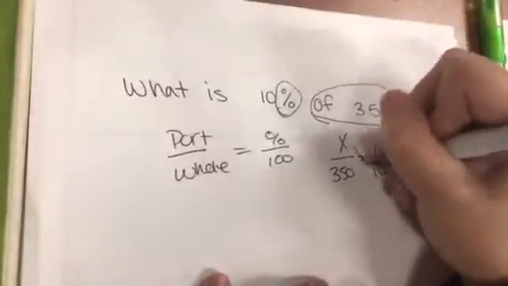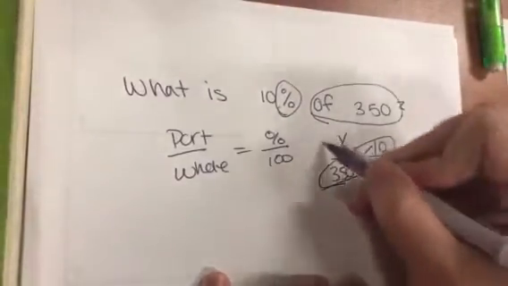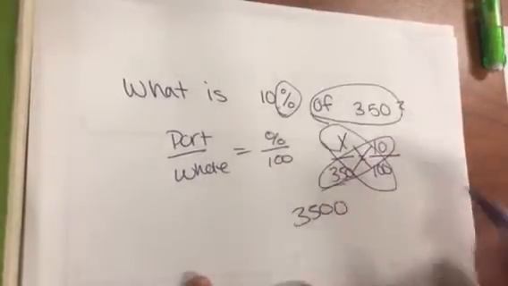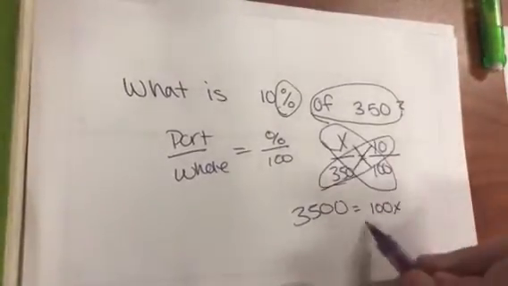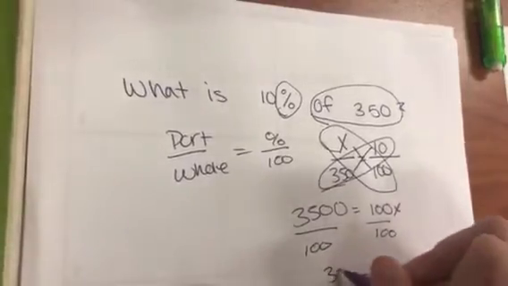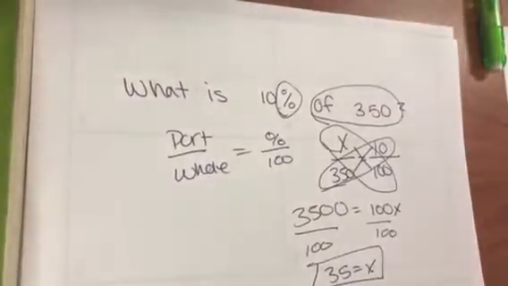So then I cross multiply. Guys, remember when you're cross multiplying, you're multiplying across. What is 350 times 10? That would be 3,500 equals 100x. And then I'm going to divide by 100, and I'm left with 35. So 35 is 10% of 350.